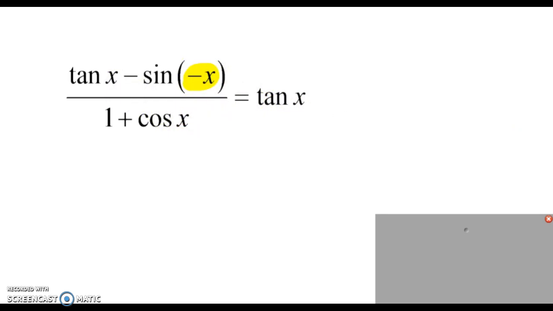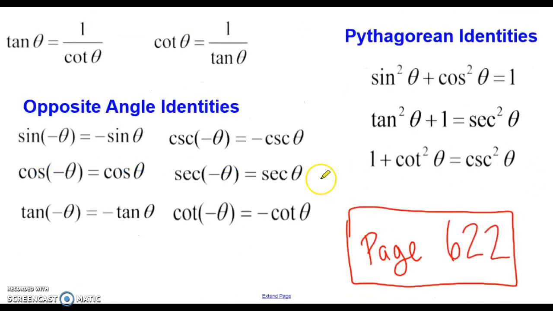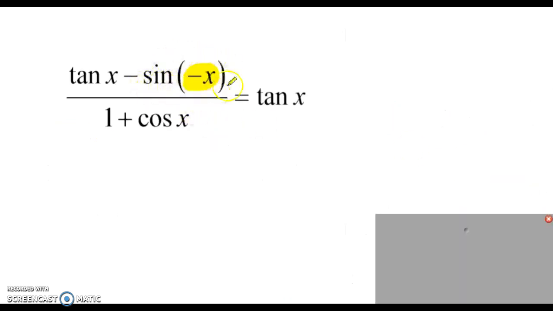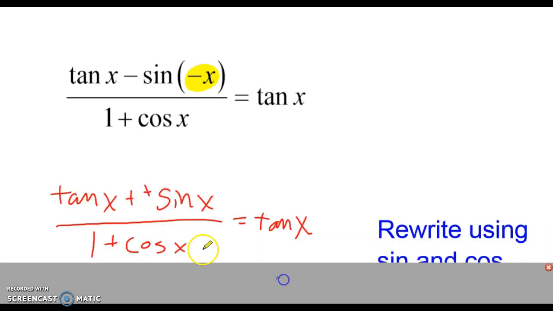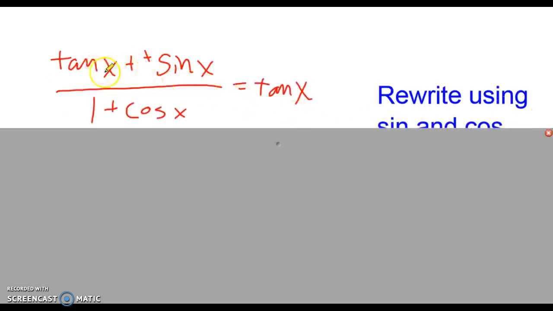So if you go back to our identities, you can see that we had a whole category of identities that dealt with this, called the opposite angle identities. And I'm going to use this one right here because it's the sine of a negative angle. So what I'm going to do is replace that sine of negative theta with a negative sine theta. And here's what that looks like. So I take this sine of negative x and I replace it with a negative sine x, which you can see I've changed from minus a negative to adding a positive. And now I've got the same angle in all four of my trig functions in the problem.